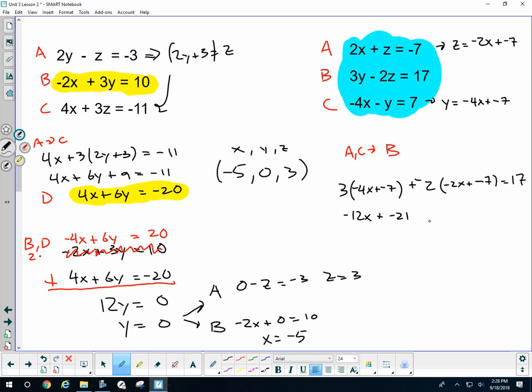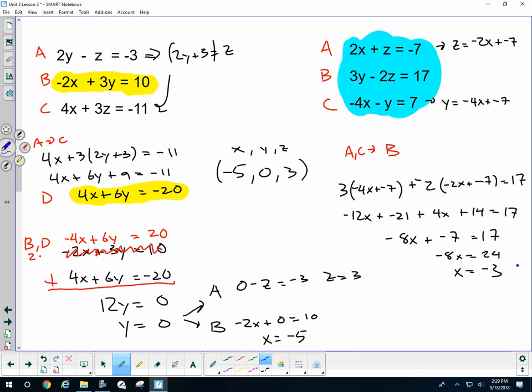Make sure we're distributing correctly. That'd be a positive 4x, a positive 14. Now I have an equation with just x's. I can solve for x. Same side combined. I have 8x, negative 8x, plus negative 7 is equal to 17. Add 7. I get negative 8x is equal to 24. Divide by negative 8. I get x equals negative 3. Now that I know what x is, I have two equations that can help me find y and z if I know what x is.